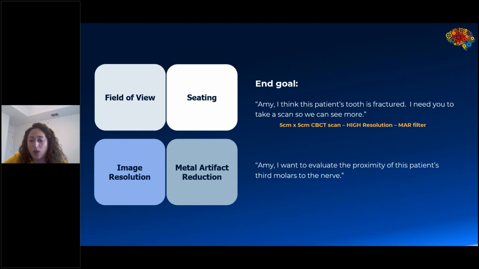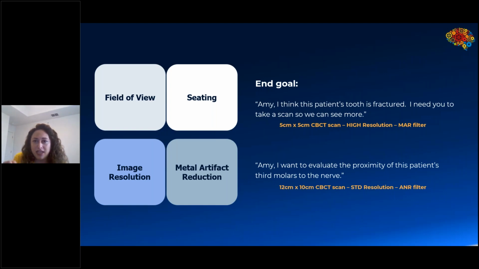And versus if we wanted to evaluate relationship of third molars to the mandibular canal, then we would take a larger field of view, so a 12 by 10 scan, standard resolution, sometimes even low resolution. You don't need that much to see the mandibular canal and the tooth. And just to remove any noise, let's apply the advanced noise reduction. So for larger fields of view, it's okay to apply advanced noise reduction. For smaller fields of view, endo, you might want to use the MAR filter, the metal artifact reduction.